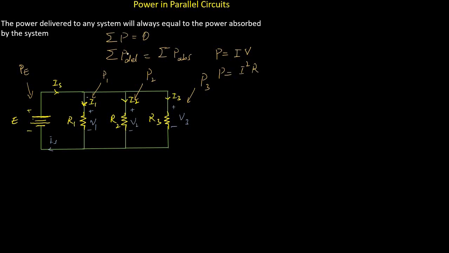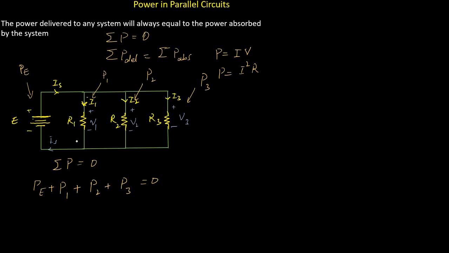Now by applying this concept, as we described earlier, the sum of all the power delivered or absorbed in any system is equal to 0. Here we have a DC voltage source which is able to deliver power, and let's say the power delivered by this DC voltage source is PE, plus the power absorbed by the first resistor is P1, plus the power absorbed by the second resistor is P2, plus the power absorbed by the third resistor is P3, equals 0.